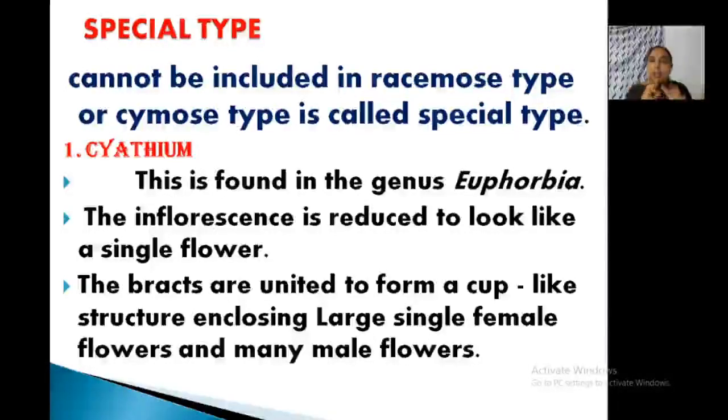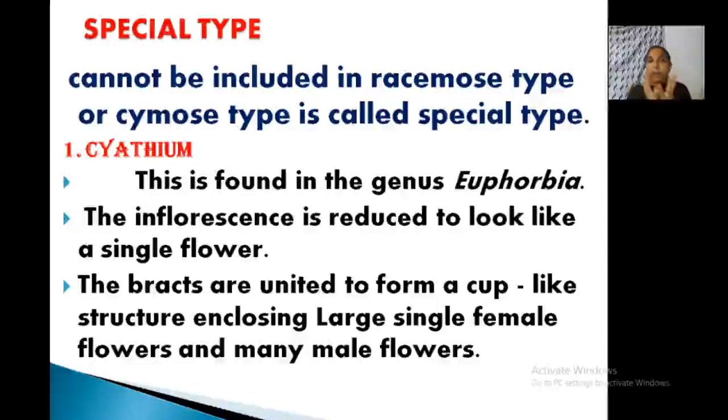So here the bracts are all united to form a cup. Clear? And from the cup, a large single flower arises at the center. Then the cup periphery contains many male flowers. So they are unisexual. Okay. So a single large female flower, and many male flowers inside a cup.